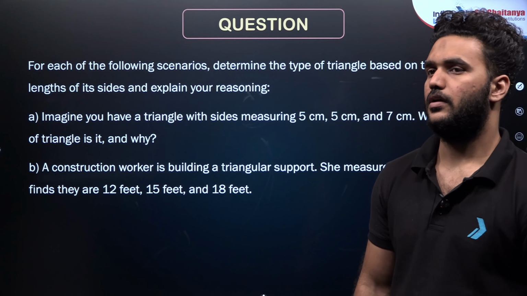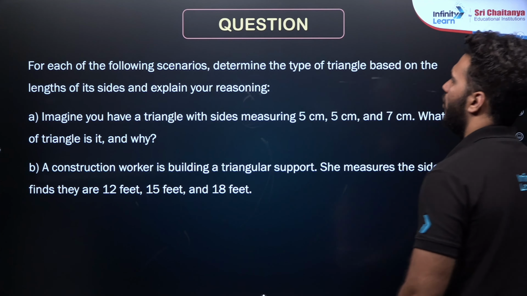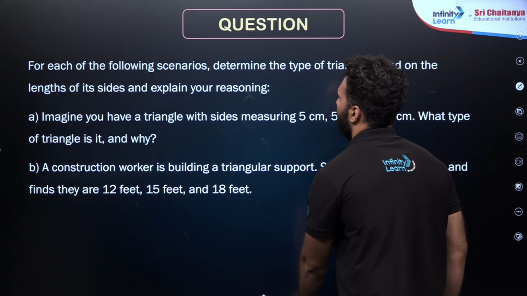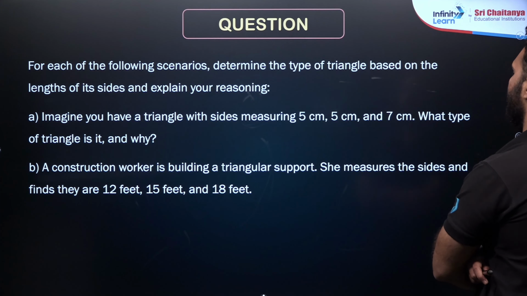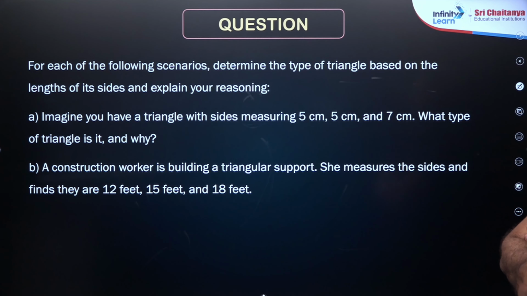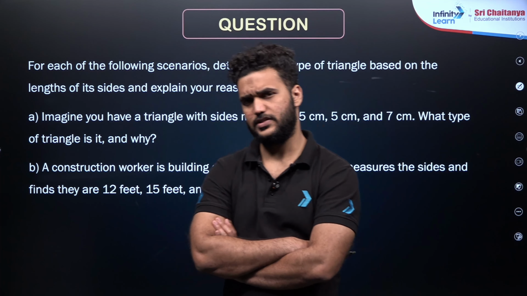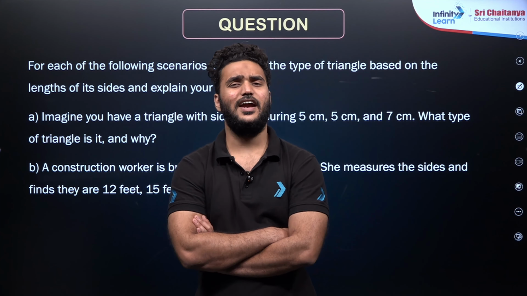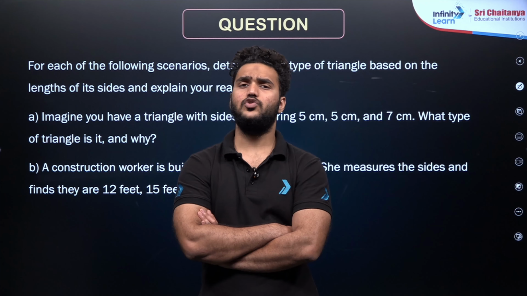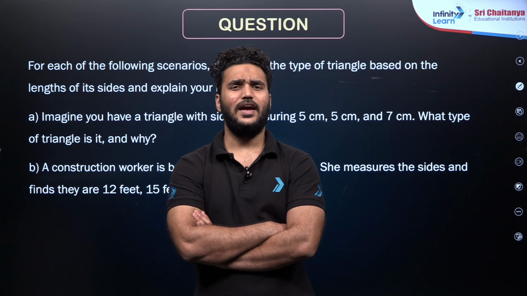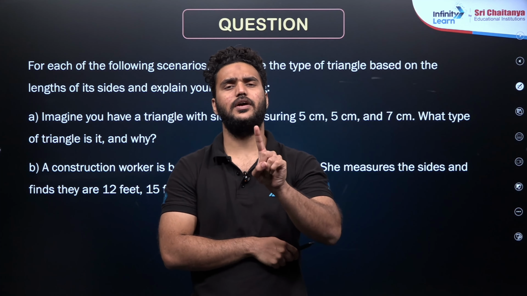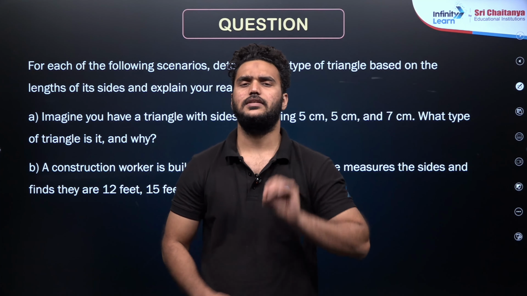Okay. Now, for each of the following scenarios, determine the type of triangle based on the length of its sides and explain your reasoning. First, imagine you have a triangle with sides of 5, 5, 7. What type of triangle and why? Sir, we have learned about the isosceles triangle. What is an isosceles triangle? Sir, at least 2 sides should be equal. Why am I using 'at least'? Because if you have one pair of sides which are equal, it is isosceles.